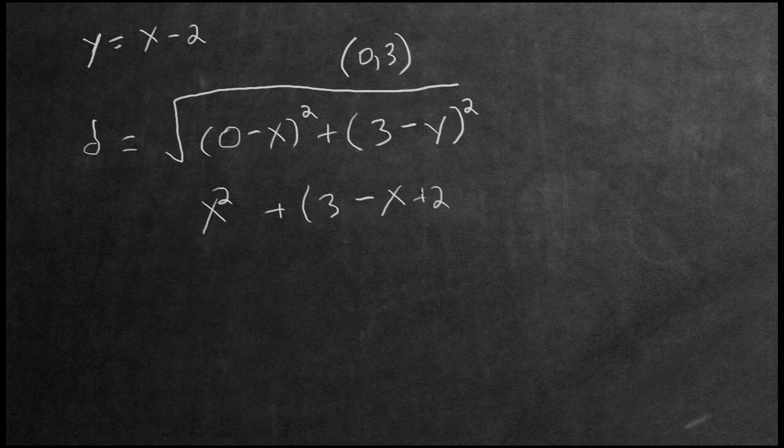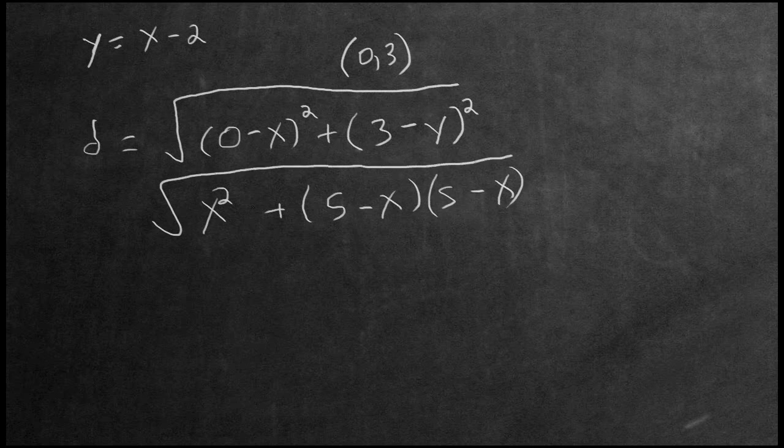Now if we add the 3 and the 2 together, we get 5. So basically, it's 5 minus x. Because it's being squared, you have to multiply this twice, like that. And all of this, of course, is being square rooted and will equal d. We're just simplifying everything inside to make it easier when we take the derivative afterwards.